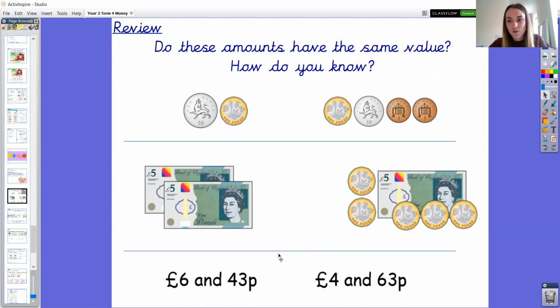When having a look at the last question here, we can see that they have a different value. So we have £6 and 43p, which is more than £4 and 63p. They've just used the same numbers to represent different amounts.